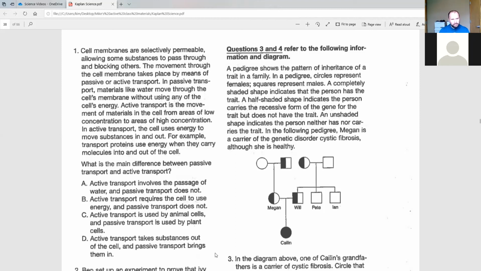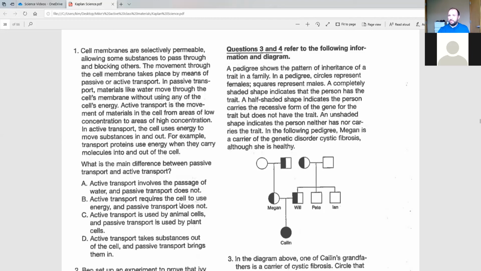The next one I'd probably throw out would be A. Active transport involves the passage of water. Passive transport does not. Okay? Whether or not that's true, I can look up here where it says in passive transport, materials like water move through the cell's membrane. Okay? That implies that there are lots of materials that use passive transport, including water, which goes against A, making A false. So even though we maybe don't have any idea of the right answer, we've gotten rid of A and we've gotten rid of C.